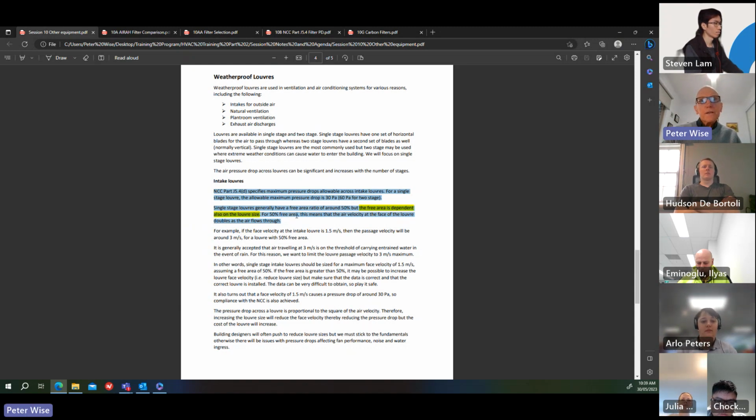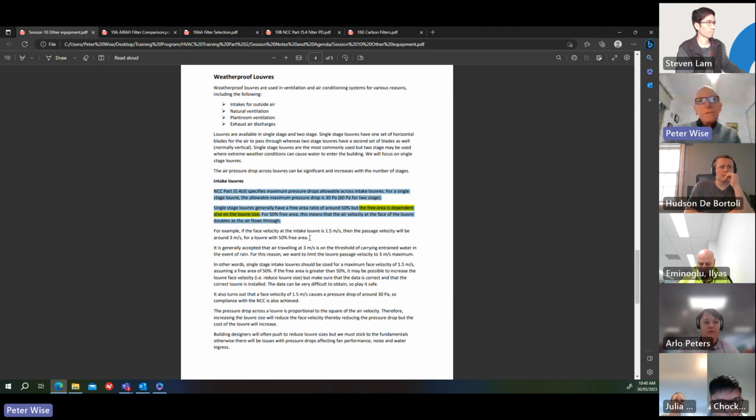For a 50% free area, this means that the face velocity, or the air velocity at the face of the louver, doubles as the air flows through. So if you take the outside area of the louver, say 1 metre by 1 metre, and your face velocity is 1.5 metres a second, then the passage velocity as the air passes through the louver will be 3 metres a second. So it'll double for 50% free area. That makes sense?